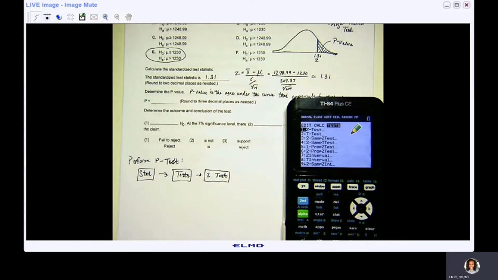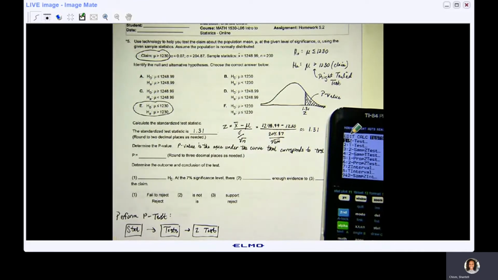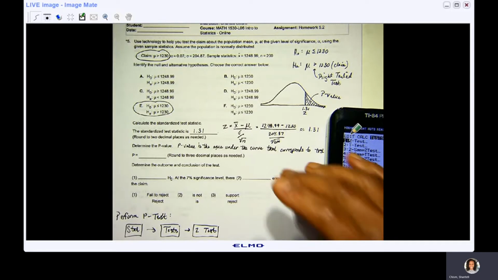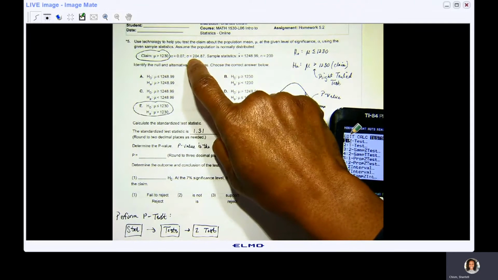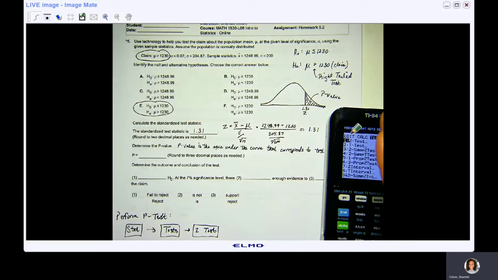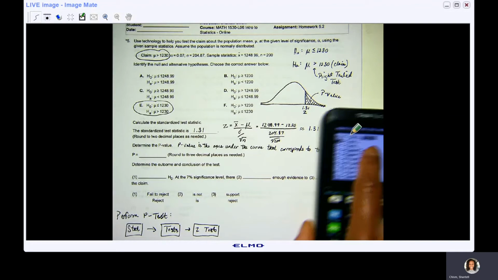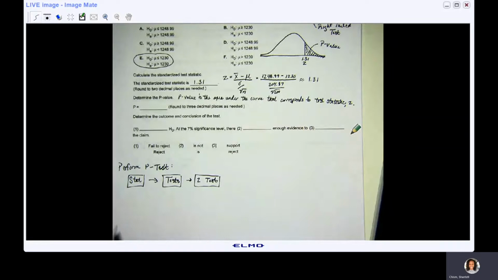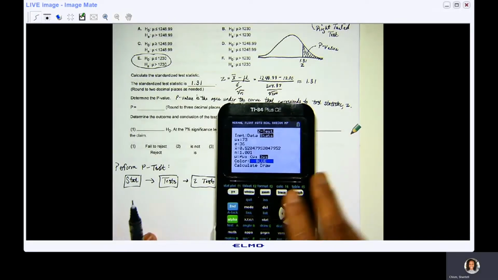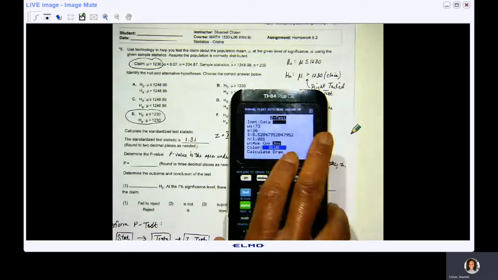And the reason I select the z is because you're dealing with a problem that gives you the population standard deviation. When sigma, the population standard deviation, is known, it's a z-test, okay? When sigma is not known and instead you're given s, then you use a t-test. So we will either use number 1 or number 2. In this case, we're using number 1, a z-test. So I'm going to select that, and then I'm going to put everything into my calculator.